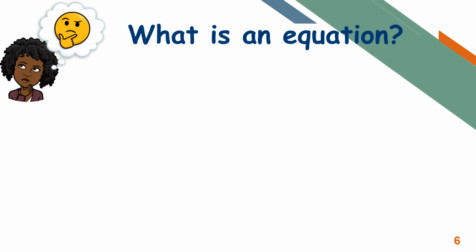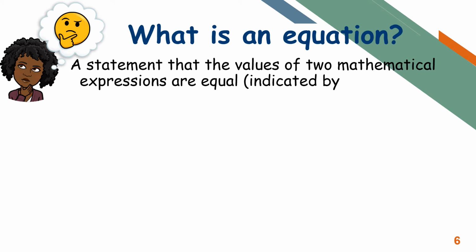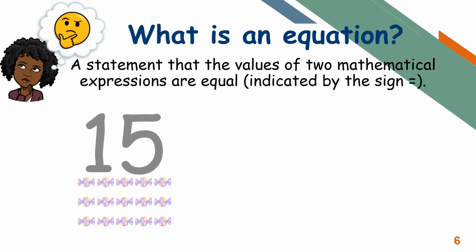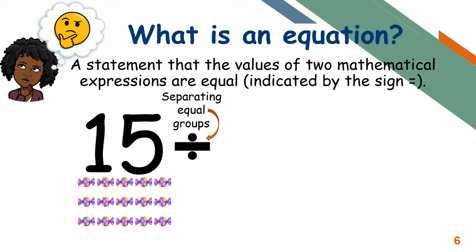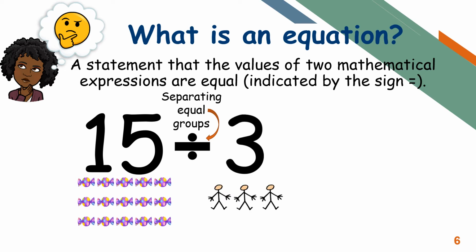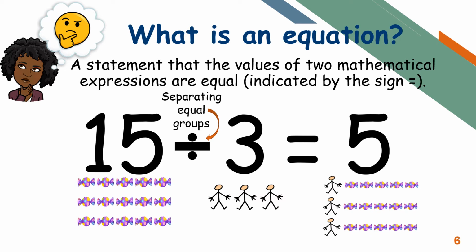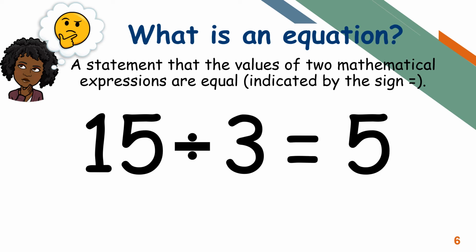What is an equation? An equation is a statement that the values of two mathematical expressions are equal, indicated by the equal sign. In order to write an equation that represents our example, I have 15 candies that I want to share with 3 friends. I know I have 15 candies and I'm separating them among my friends. So 15 represents my total. Separating things into equal groups is division. So I'm going to divide 15 by 3 friends to get my answer, which equals 5 candies per person. So the equation is 15 divided by 3 equals 5.